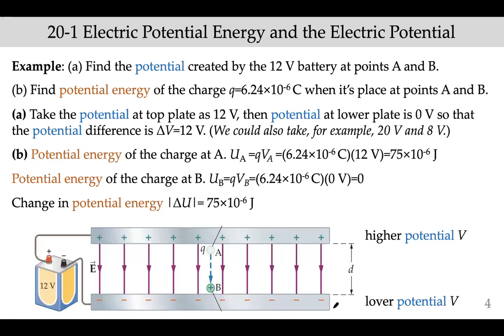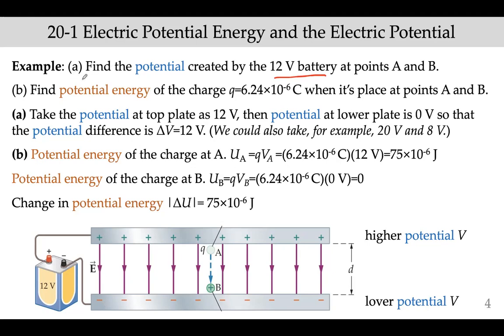Okay, so in this example, what we have is a 12 volts battery connected to these conductors. These conductors are two conductor plates. Conductor means you can charge them, so it's basically a capacitor. And the two terminals of the battery, 12 volts, are connected to each of these plates.